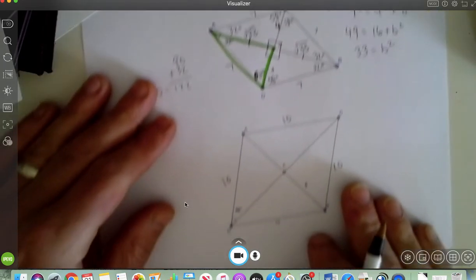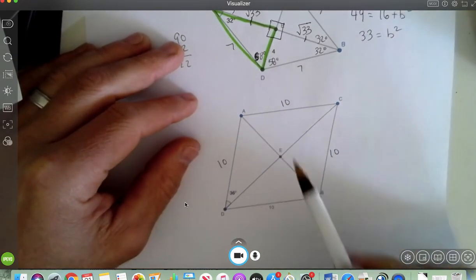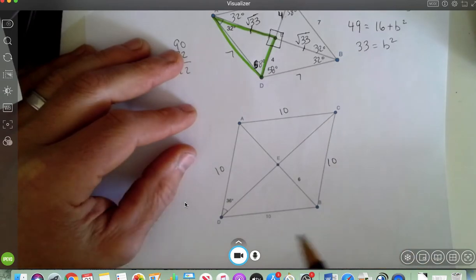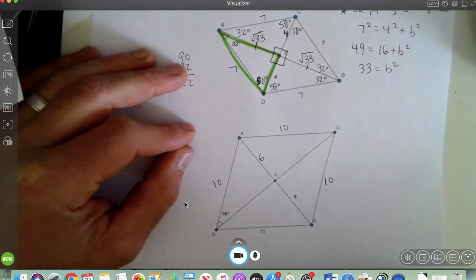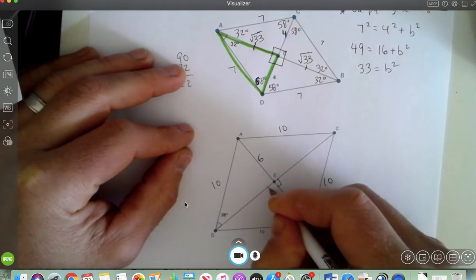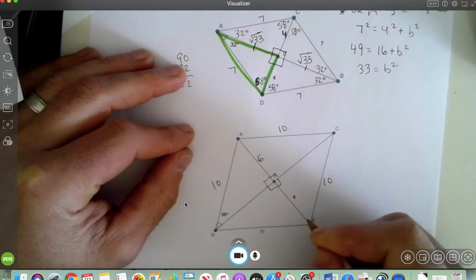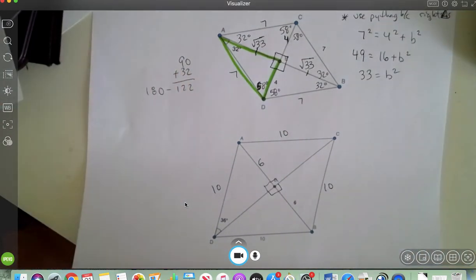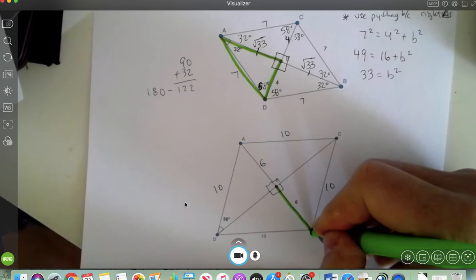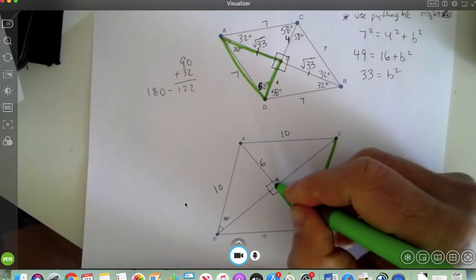If we're doing this one, we did all four sides congruent. Diagonals bisect each other, so I'll put a 6 there. I remember that these are all right angles, so I have a right triangle right here. Let me highlight that right triangle for myself. I could have highlighted any of the right triangles.